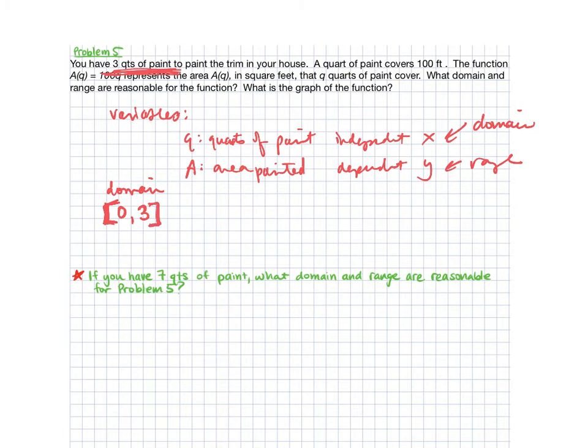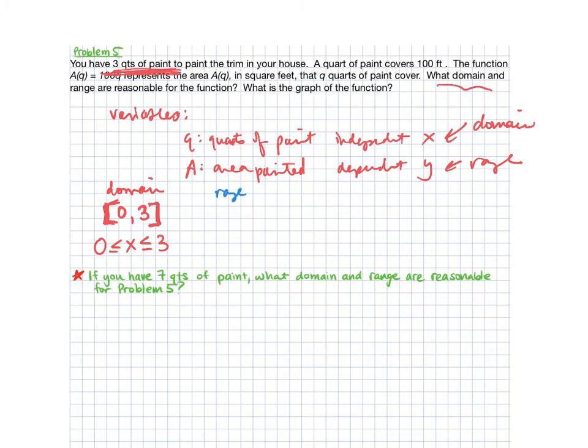So maybe, I can't remember if you've learned that notation or not yet, but maybe our X is in between 0 and 3. We can write it like that. X is greater than or equal to 0, but less than or equal to 3. Okay, so that is what domain is reasonable.